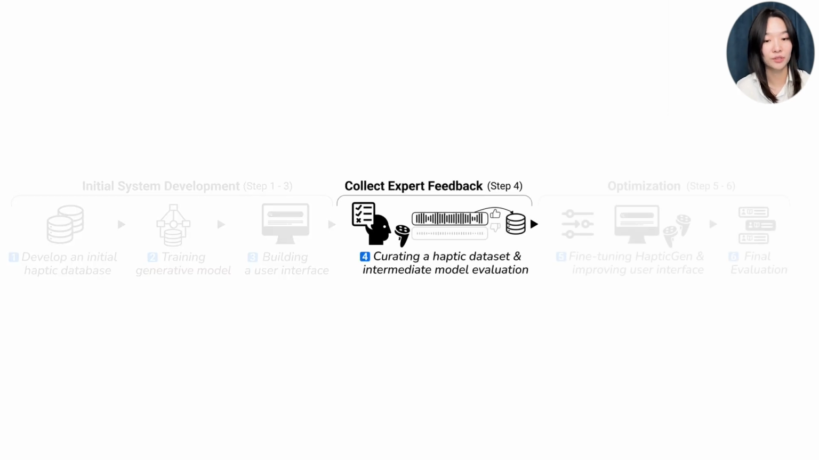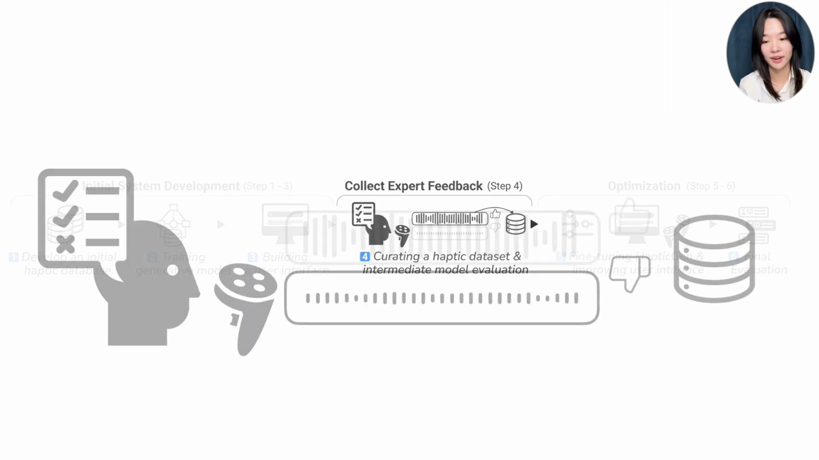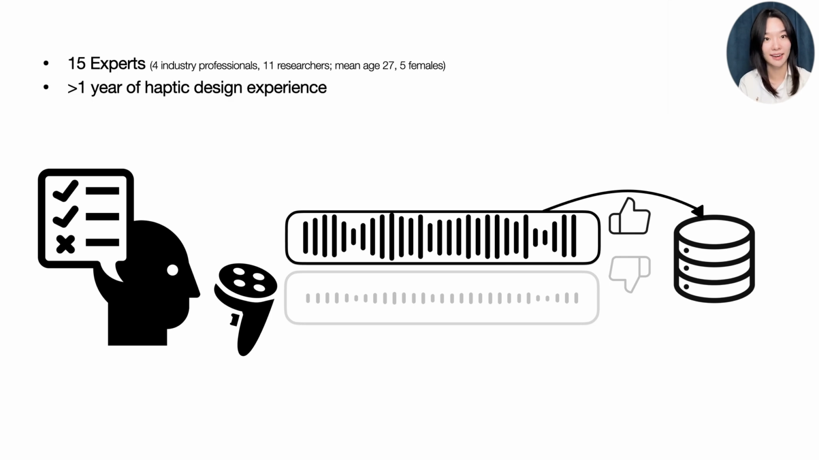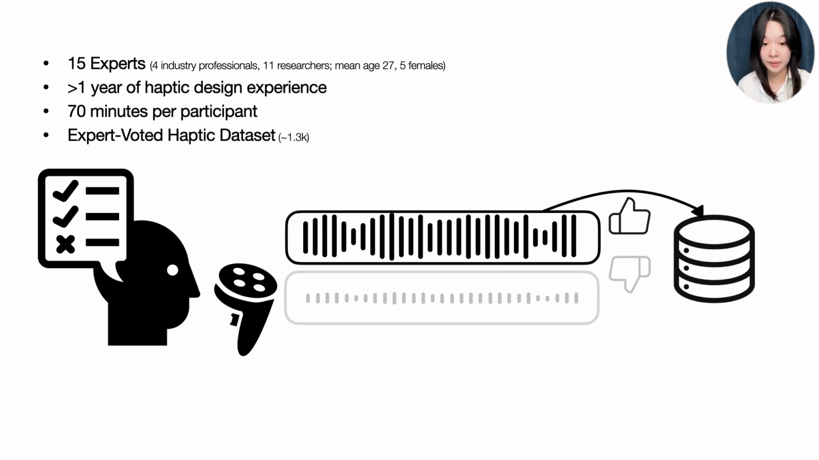After building this initial version, we invited haptic experts to create an expert-voted preference dataset by rating the signals. We actually invited a total of 15 experts, including 4 industry professionals and 11 researchers. Each expert has more than a year of experience in haptic design and research. During the 70-minute sessions, they prompted the initial model and rated the generated vibrations. The expert-voted haptic dataset contains 0.3K data points of signals, user prompts, and votes.